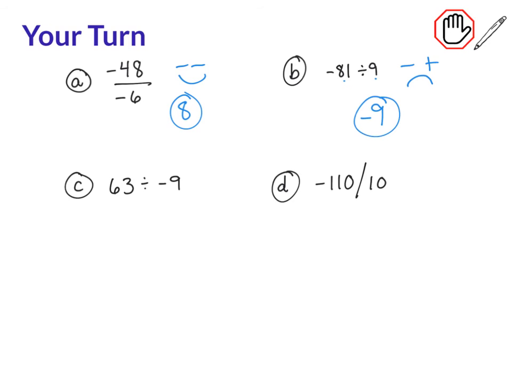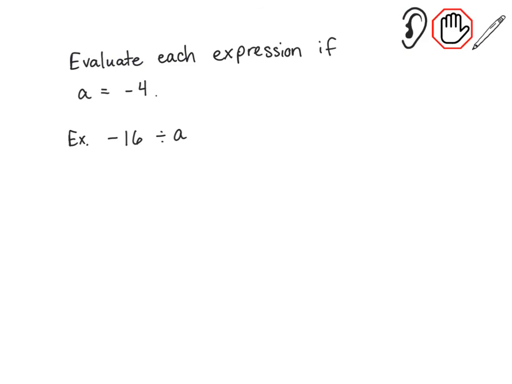63 divided by -9, I've got a positive divided by a negative, so my answer is going to be negative. And 63 divided by 9 is 7, so my answer is -7. For D, -110 divided by +10. I have a negative divided by a positive, so my answer is going to be negative. 110 divided by 10 is 11, so my answer is -11.